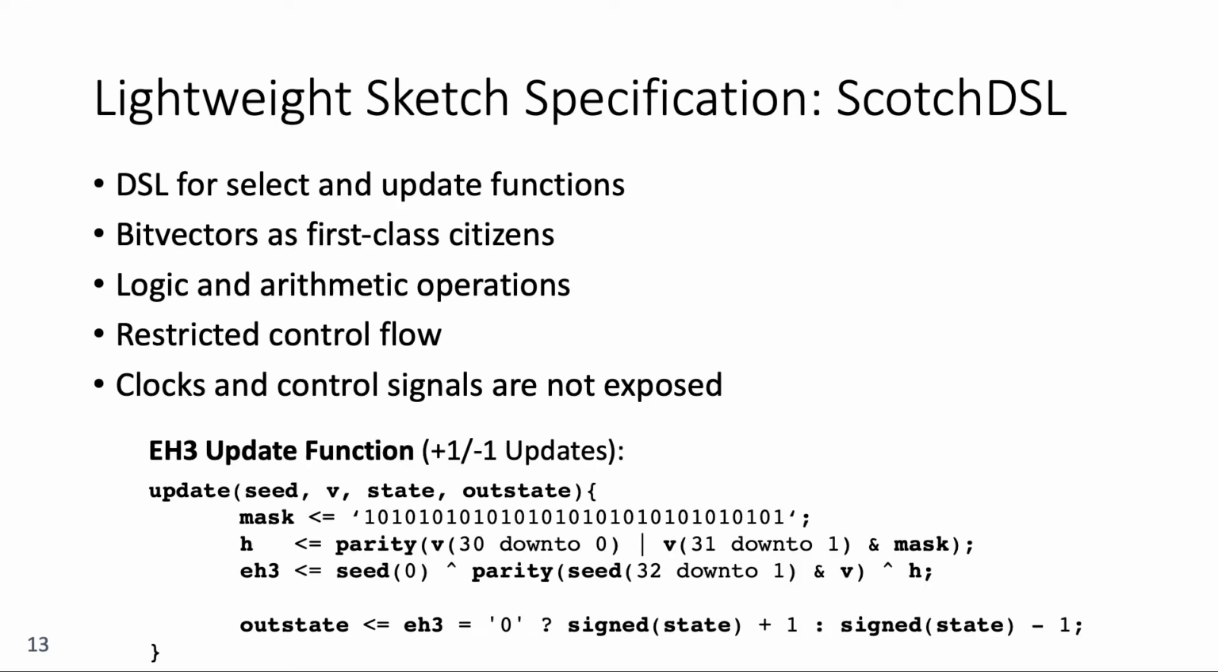Here's an example of a Scotch DSL update function. It depends on a random seed, the input value, the previous state, and it assigns the new state.